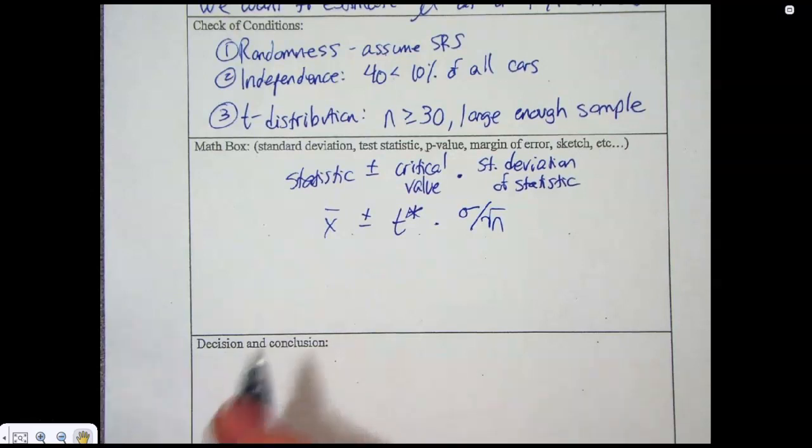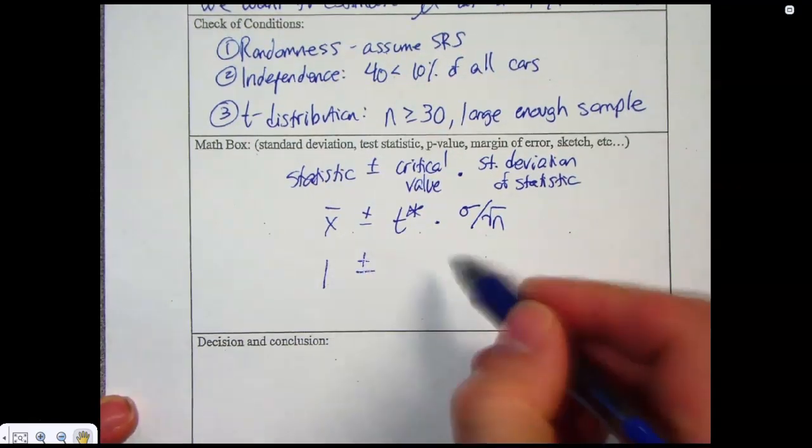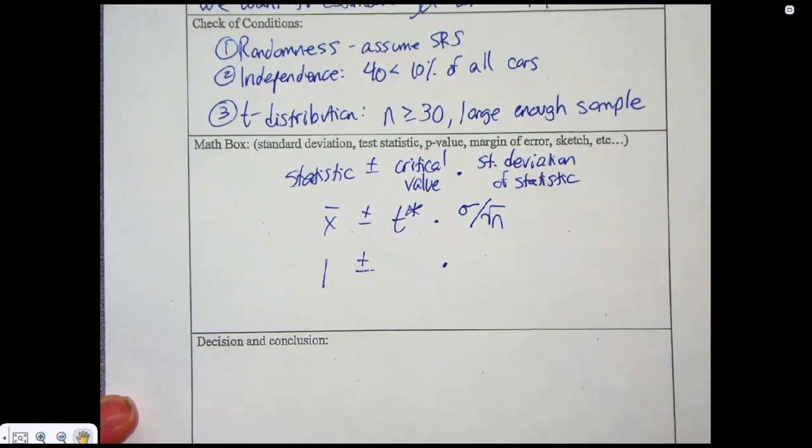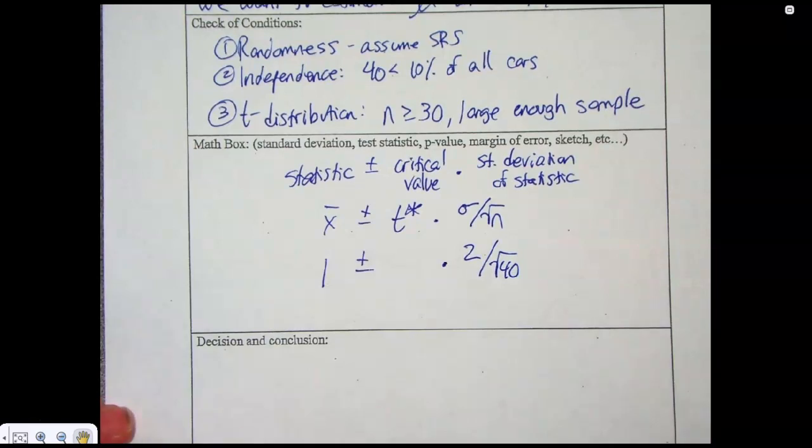So what is X bar in this case? 1. Plus or minus. I'll show you T star in a second. What's the standard deviation? 2, and then divided by the square root of 40. So T star. So go to your calculator.